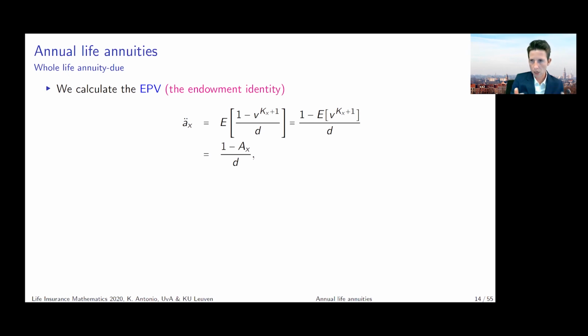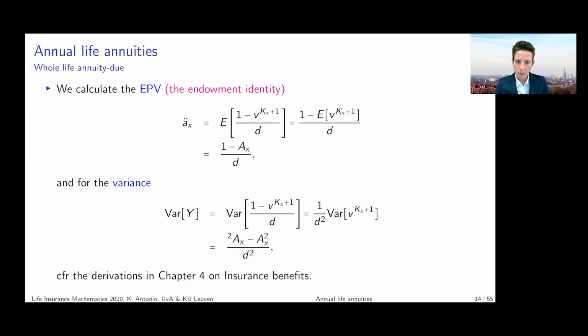So we've got here a connection between the EPV of the whole life annuity due and the EPV of the whole life insurance product. That's often referred to as the so-called endowment identity. Then you may ask, why is it an endowment if you speak about the whole life insurance? Well, you can do something similar for endowment products, but let's not go into that.